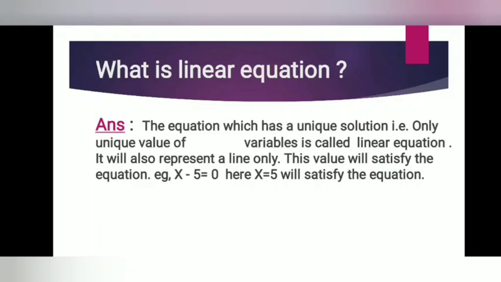See the example. x minus 5 equal to 0 is a linear equation. If you solve it, you will get x equal to 5. If you put x equal to 5 in the left hand side, then you will get the right hand side. Means this x equal to 5 will satisfy the equation.